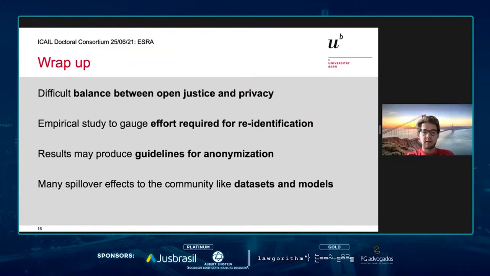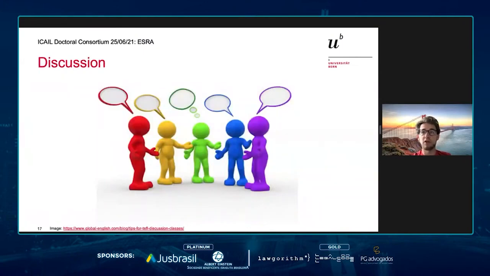So we are in the field of a difficult balance between open justice and privacy, and here we plan to perform an empirical study to estimate the effort required for re-identification. And with these results, we hope to produce guidelines for more effective anonymization procedures. And while performing this research project, we will produce many spillover effects to the community, like datasets and models. So this is it, and I am looking forward to your questions.